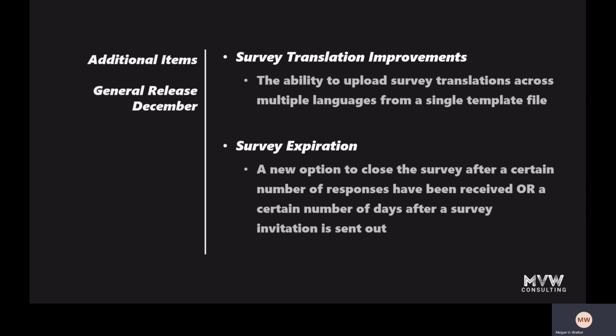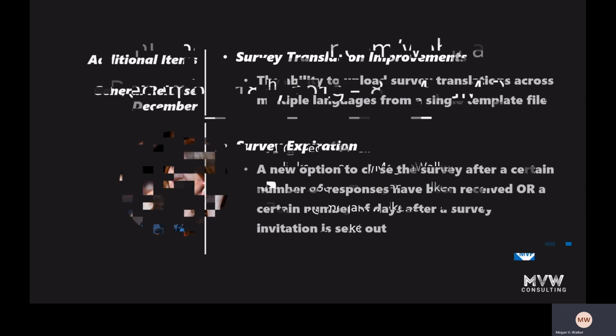Or the other option, which I think is really cool, is you can set a certain number of days after a survey invitation is sent out. So it might be that you want to say, if I haven't got a response after 5 days, I'm going to close that survey, or after 30 days or whatever it might be. So those are two really cool things that are coming out. So hopefully those will make people's lives a lot easier. There's some really good improvements there.